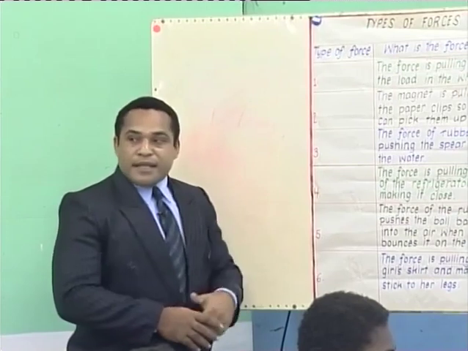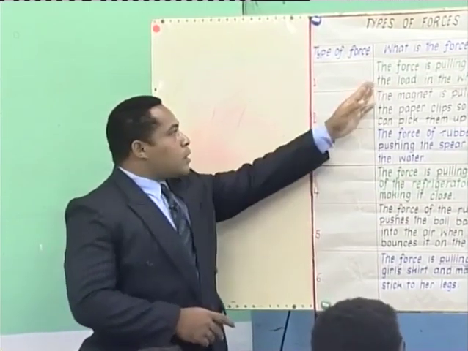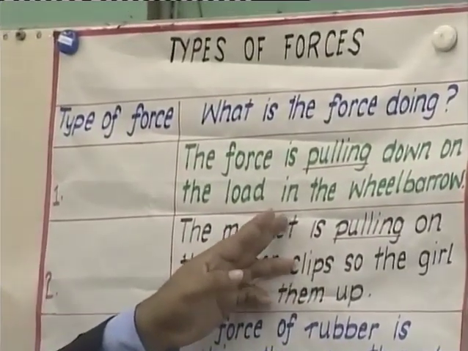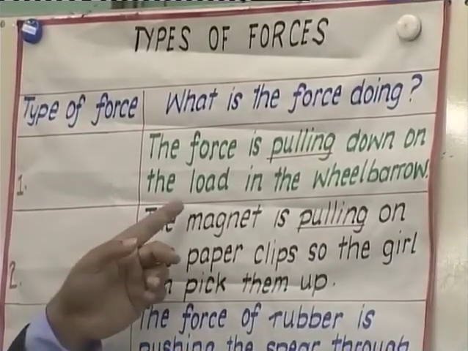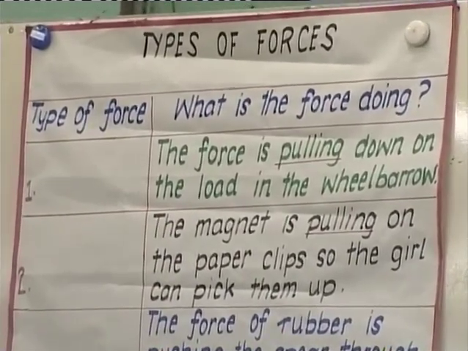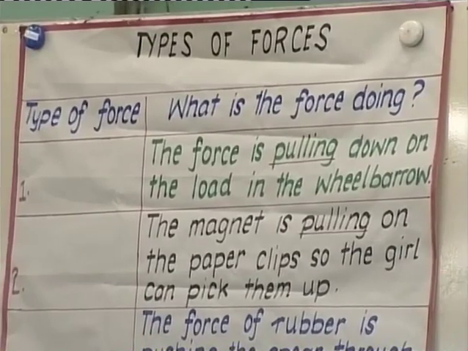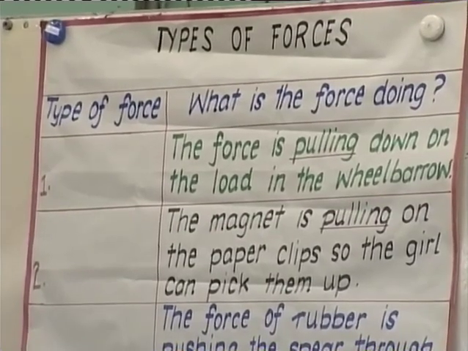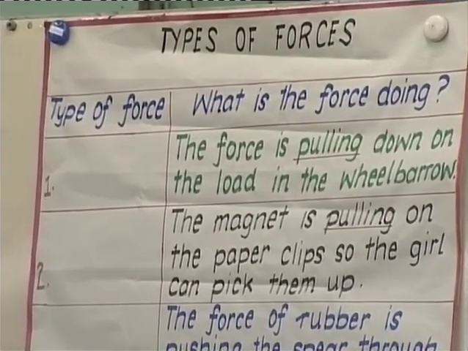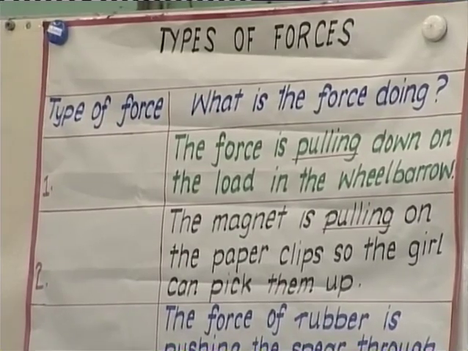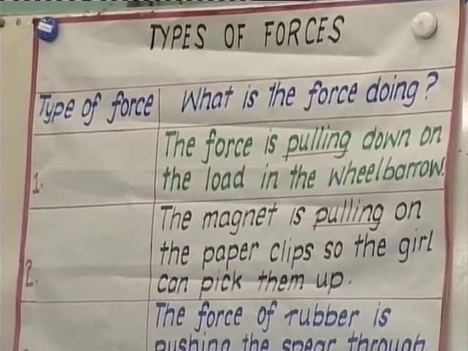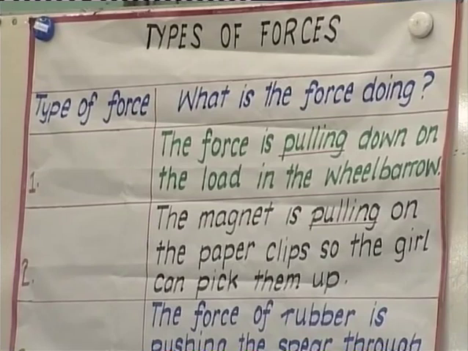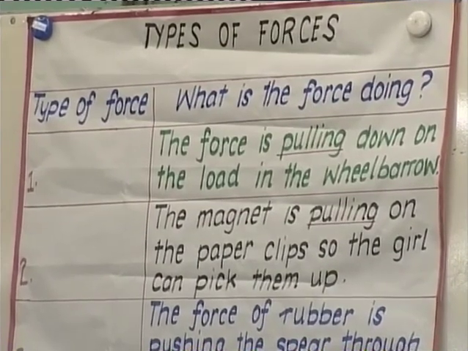All right, let's do number one as an example. The force is pulling down. The key word here that I have underlined is pulling. The force is pulling down on the load in the wheelbarrow. So what is the name or the type of that force? Receiving students, you can tell your teacher. 6C, the force is pulling down on the load in the wheelbarrow. So what is that type of force?